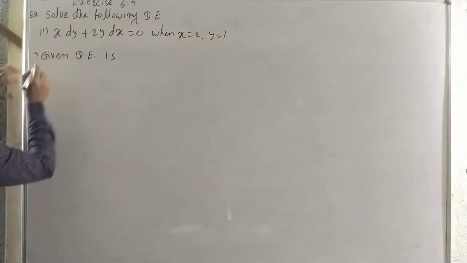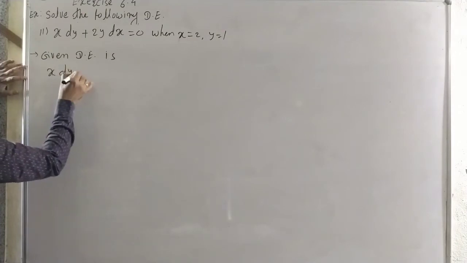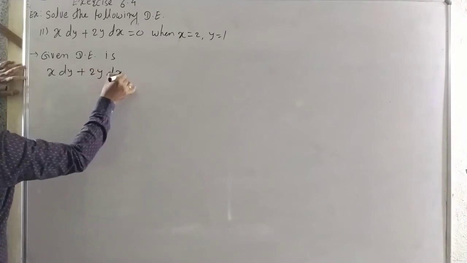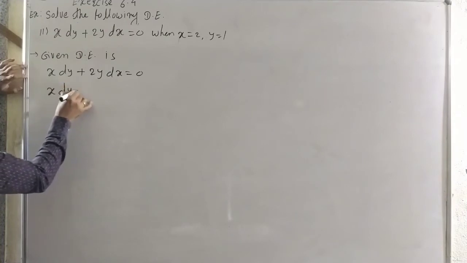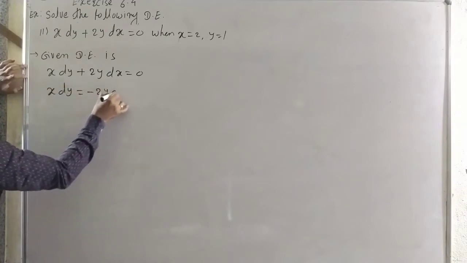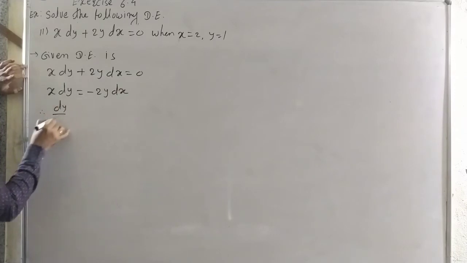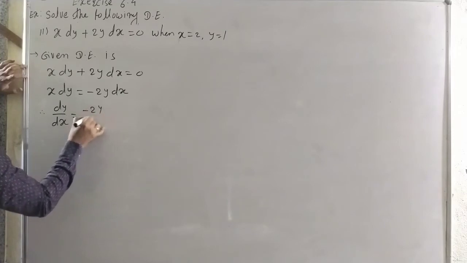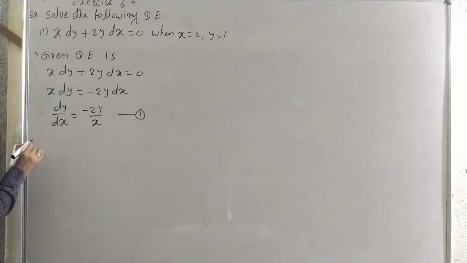First, it is a given differential equation x dy plus 2y dx is equal to 0. Therefore, x dy is equal to minus 2y dx. Now here we write the dy by dx. dy by dx is equal to minus 2y by x. It is equation number 1. Now put y by x is equal to v.